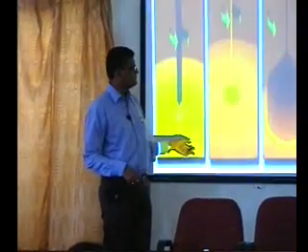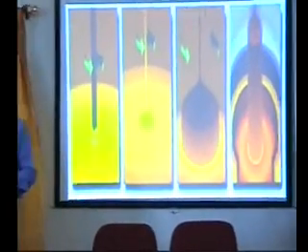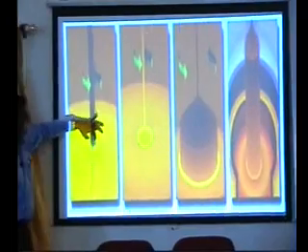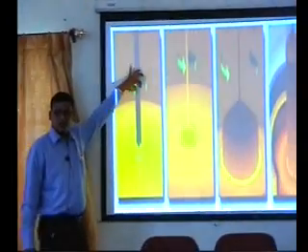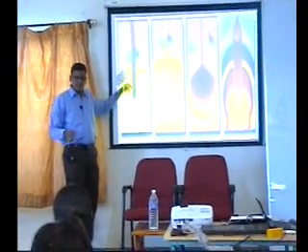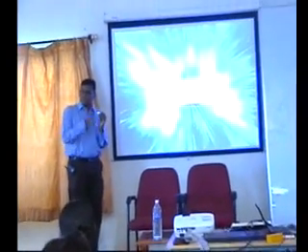Next, you see this. Everything I have shown there is in the form of pictures. This is called an ingot. Ingot means a cylinder-like structure. This cylinder-like structure is then sliced into wafers.